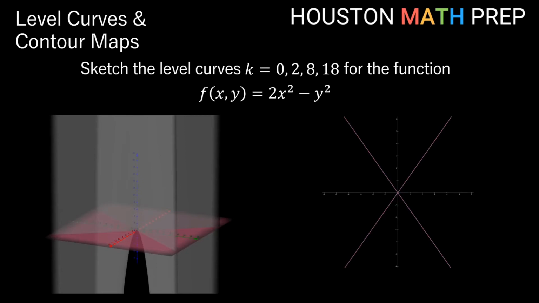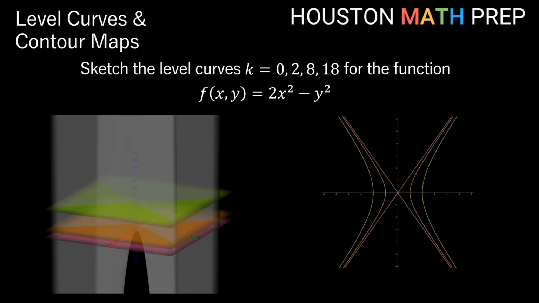As we slice through a little bit higher at z equals 2, that plane, you'll see we do start to get that hyperbola shape. As we slice through even higher at z equals 8, you can see our vertices start moving away from the origin there, from the center, and then at z equals 18, our k equals 18 level curve, we get vertices that are even farther out and a slightly different shape of parabola there.